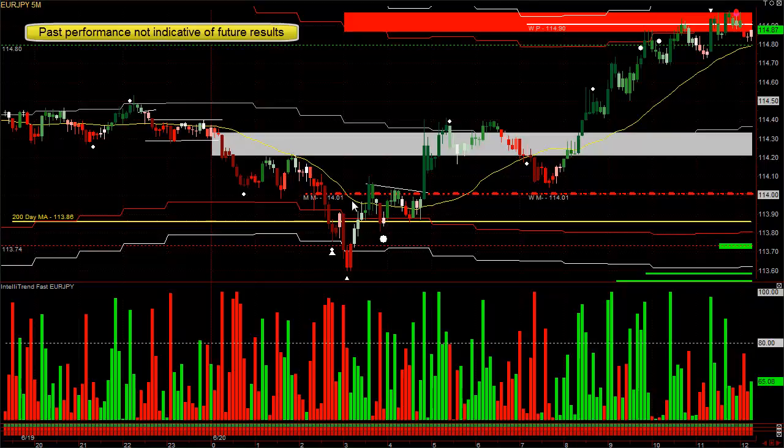It's kind of going sideways here between the 200-day moving average and a monthly pivot level. Selling here, buying here, selling here, buying here. It's not breaking out. It's in a very narrow range pattern, and very high probability.